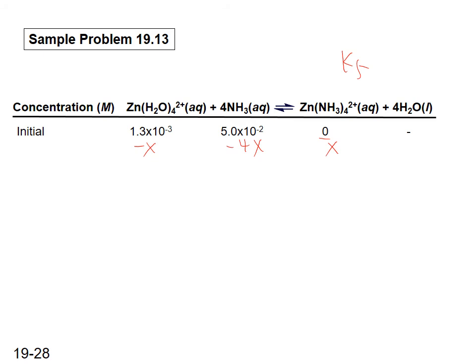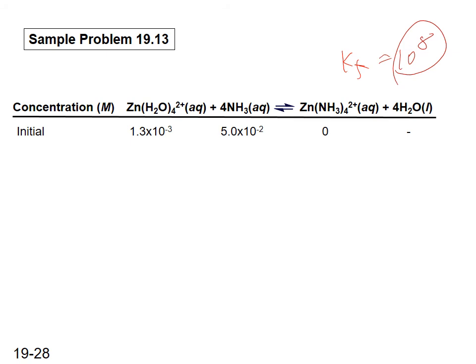Now you can do that, but it's a lot of work. In this case, we don't have to do this. We have a better, simpler way. The reason is that the Kf in this case is huge. The Kf is about 10 to the 8th power. Such a large K means almost all the reactants are consumed. At least one of them is completely consumed.